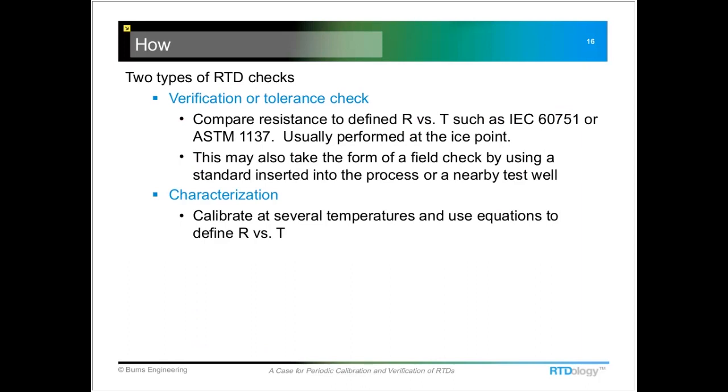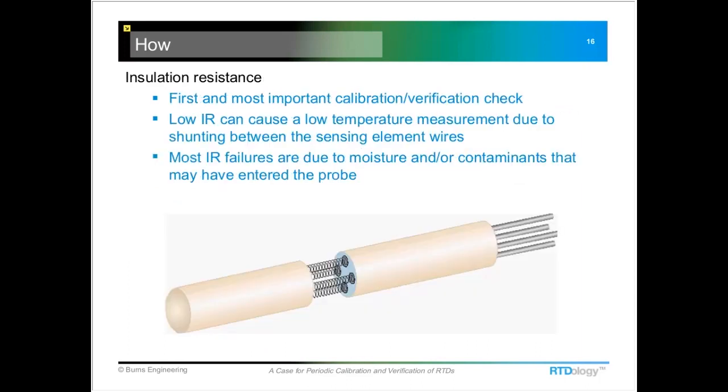So first off, again, the verification will just be comparing or testing the temperature probe to make sure that it still meets the initial numbers that are defined by the 2 standards. And then if we were to do a full calibration at several points, that's a characterization. So that actually tells us exactly what that temperature probe is doing over a given temperature range.